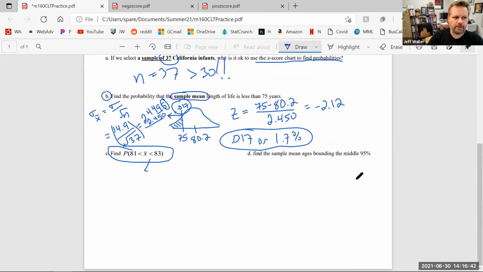Let's do part D though. Part D gets weird. And then we'll devote the rest of the time to review for the midterm. So the middle 95%, does this make sense how I'm drawing this? The middle 95%? And I want the sample mean ages. So I know that the mean is still, where'd it go? 80.2, and the standard deviation I'm using is the sample mean one, which is 2.450.